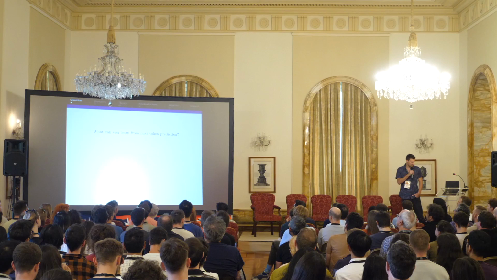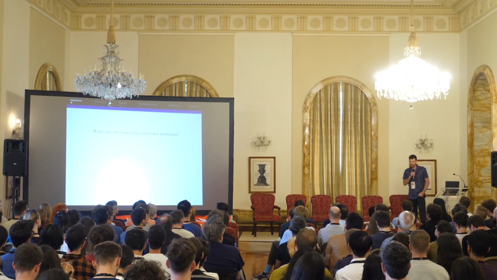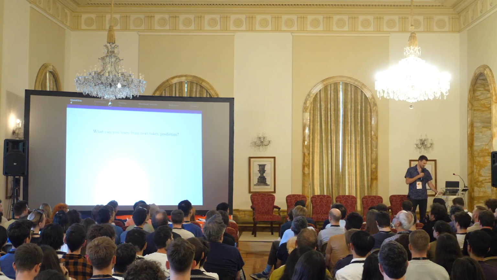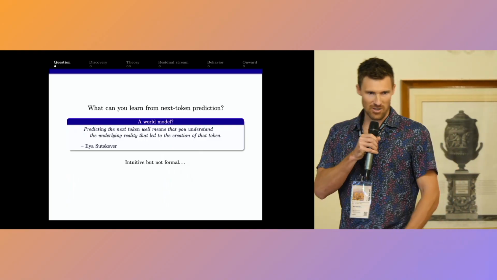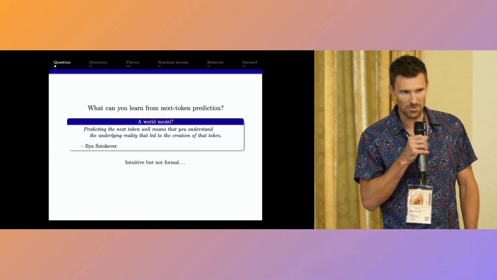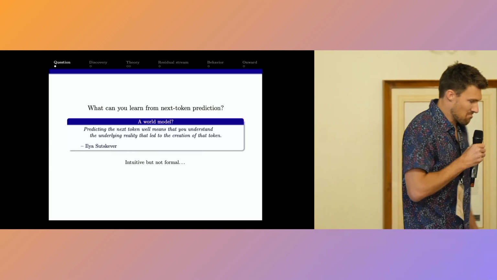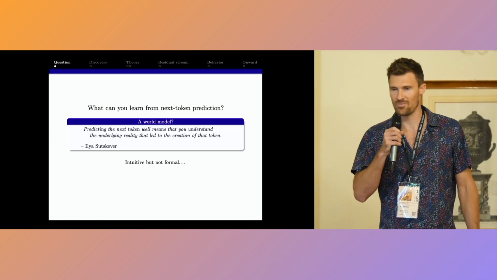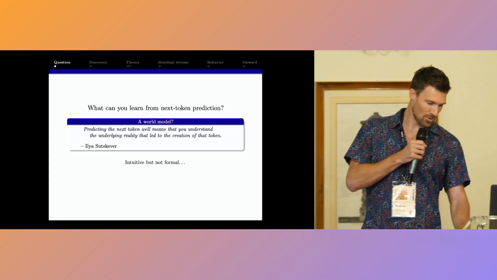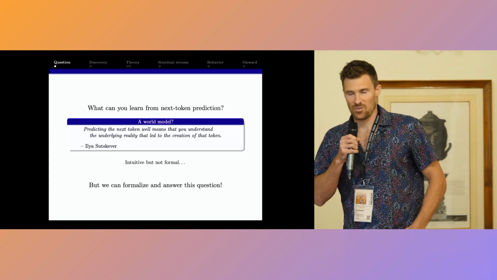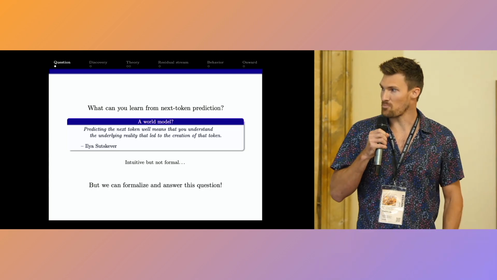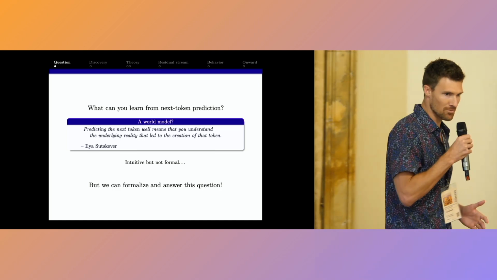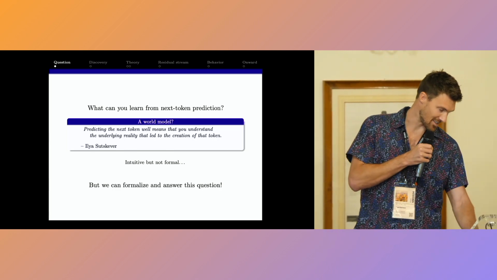What can you learn from next token prediction? So the next token is one idea. There's also some ideas floating around that you can somehow construct an entire model of the world, right? People have different intuitions for this stuff, but it's not really formal. But actually, we can formalize this. And we do this, and we can provide an answer to this question of what models learn when we train them on next token prediction. So that's what I'm excited to share with you today.